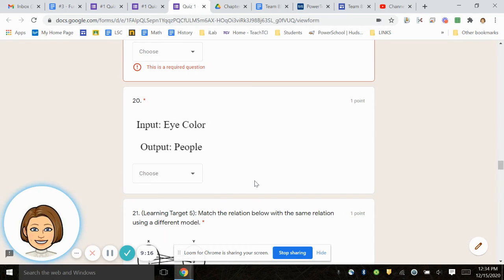Number 20, it might help to diagram this or use a mapping diagram. On the left, you have eye color, and on the output, you have people. So does each input have exactly one output? If you said yes, it's a function. If no, if there's more than one output, then it's not a function.